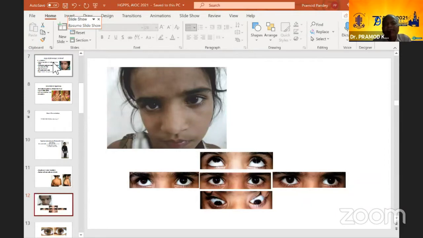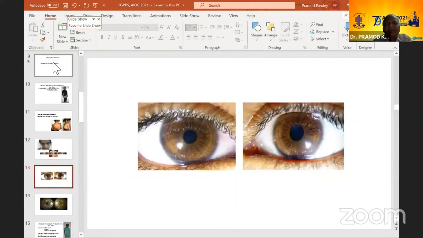Vertical gaze is intact and there is no horizontal gaze either way. So there is a total lack of horizontal gaze. They also have a fine pendular nystagmus, most of them. And this is showing the pupils.